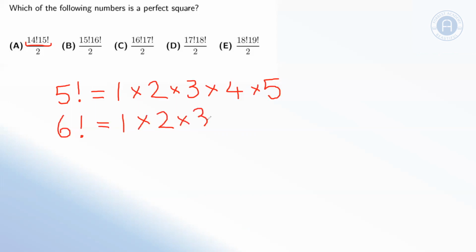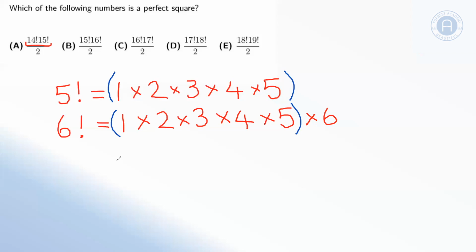So 6 factorial is going to be 1 times 2 times 3 times 4 times 5 times 6. And we can see that 6 factorial is the same as 5 factorial, but then multiplied by 6, which makes sense given how the factorial function works. In fact, if we look at these first two sections here, these must both be the same number, 1 times 2 times 3 times 4 times 5.